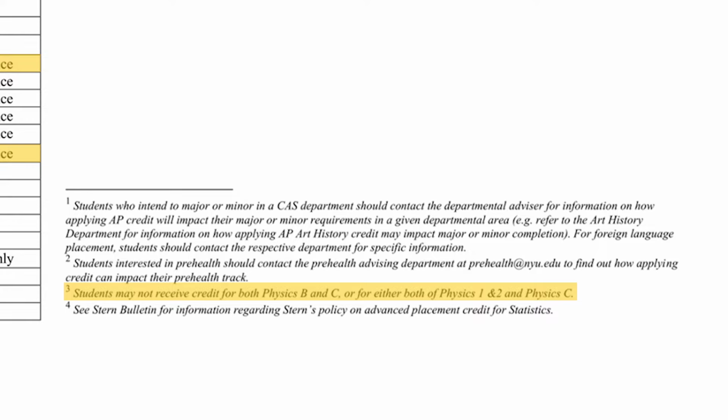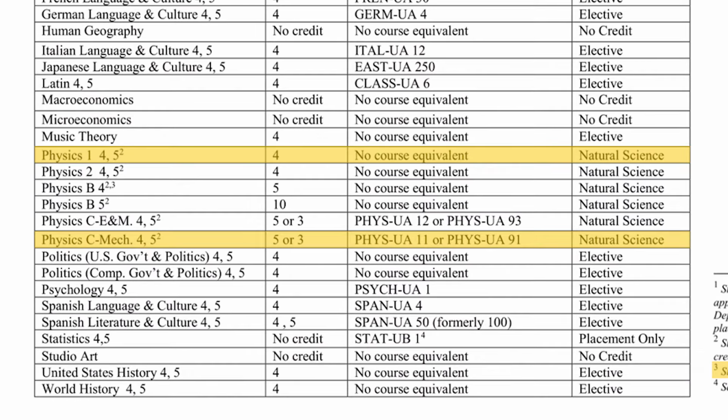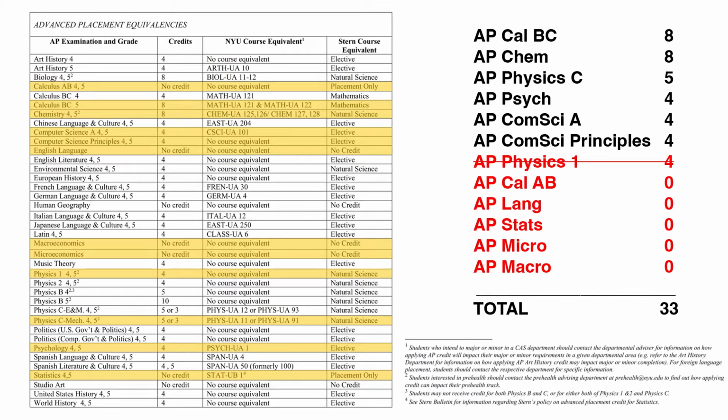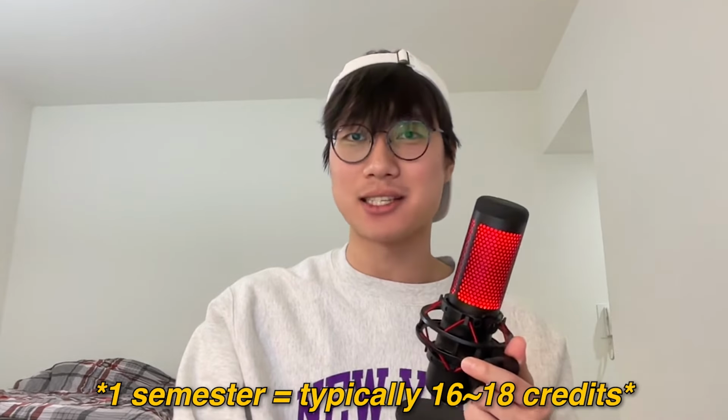Since I took both AP Physics 1 and C, I was allowed to apply only one of them. And since C is worth more credits, I chose that one. Applying all of these AP classes gives me a whopping 33 credits. That's a year's worth of classes saved, meaning I could have graduated in 3 years if I really wanted to. But since I didn't really want to do that, I only ended up applying 13 of the 33 credits. That might not sound like much, but that's still a semester head start.